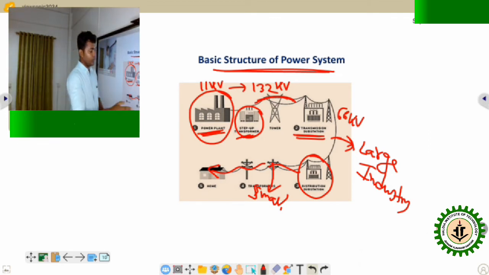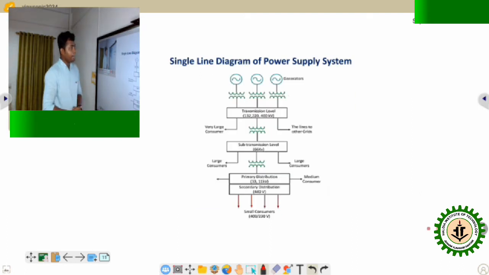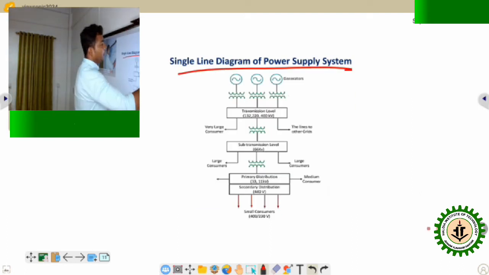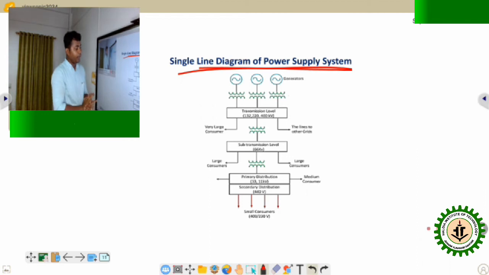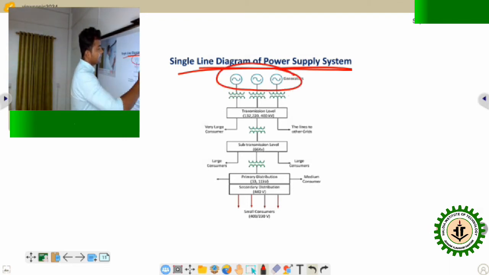In the next slide I will show you the exact voltage level, different voltage levels. So this is the single line diagram of the power system. From here you will see how the voltage level changes through different stages. So first of all, suppose this is one generating station where three generators are there.